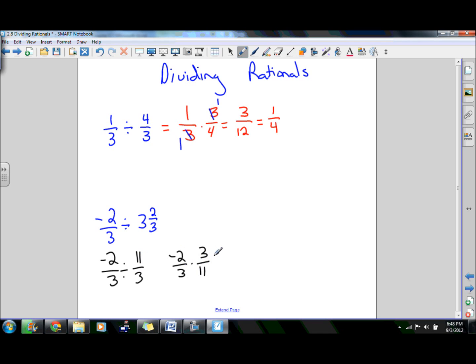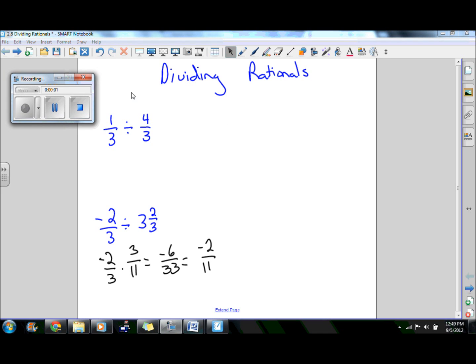Flip the second one. Negative 2 times 3 is negative 6. 3 times 11 is 33. And we cannot simplify this, so that's our answer. Actually, we can simplify negative 6 over 33 down to negative 2 over 11.